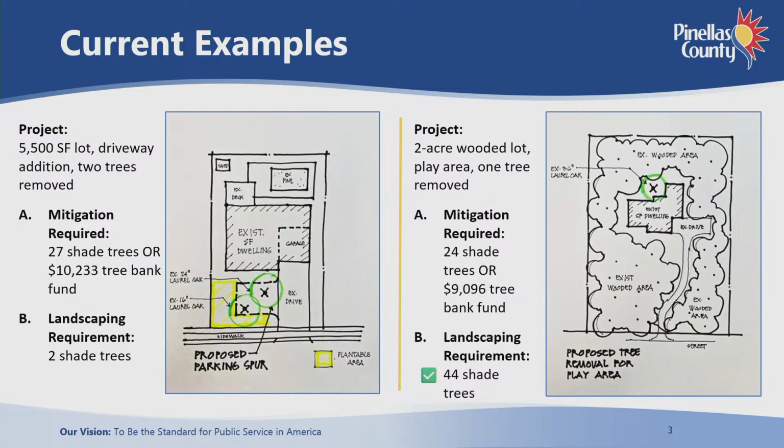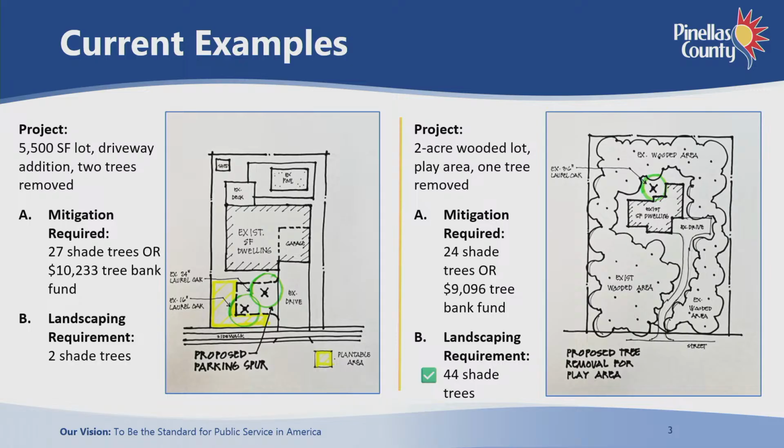Now, this is, as Kevin mentioned, in addition to and exclusive from the minimum landscaping requirements, which for a property this size is 2 shade trees. So we have a total of 29 trees that have to be planted on this site to comply with the current code. Since... Excuse me, real quick.